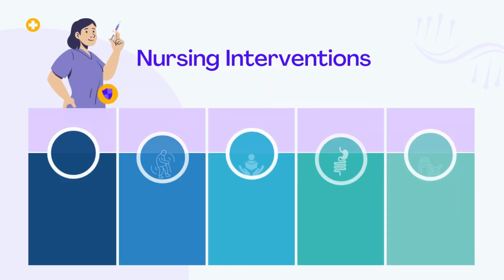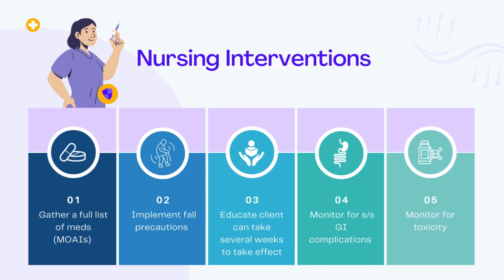As we approach the final slide, the following 5 nursing interventions must be completed before, during, and shortly following medication administration. One is to gather a full list of medications, specifically MAOIs, as they contradict with carbidopa-levodopa. Second is to take fall prevention measures, as falls usually happen in Parkinson's patients. Third, as I already stated, patient education is really important. Fourth, GI problems need to be watched, especially since it's a common side effect. And lastly, watch out for toxicity.